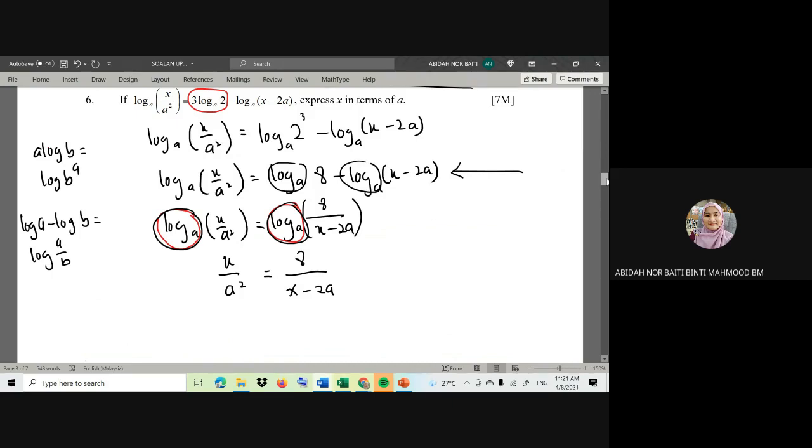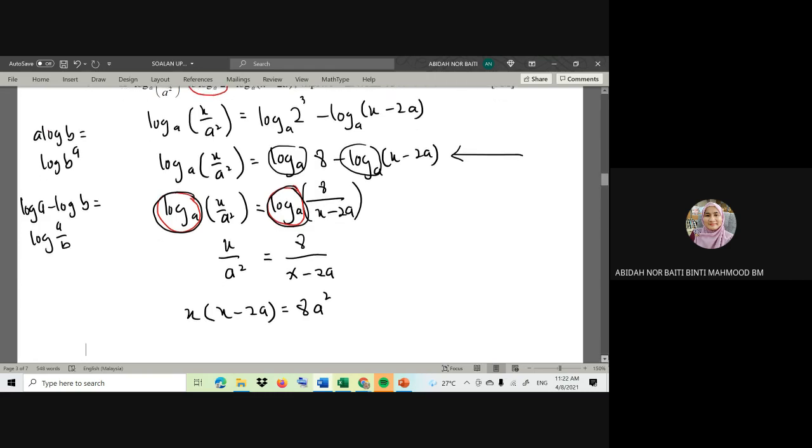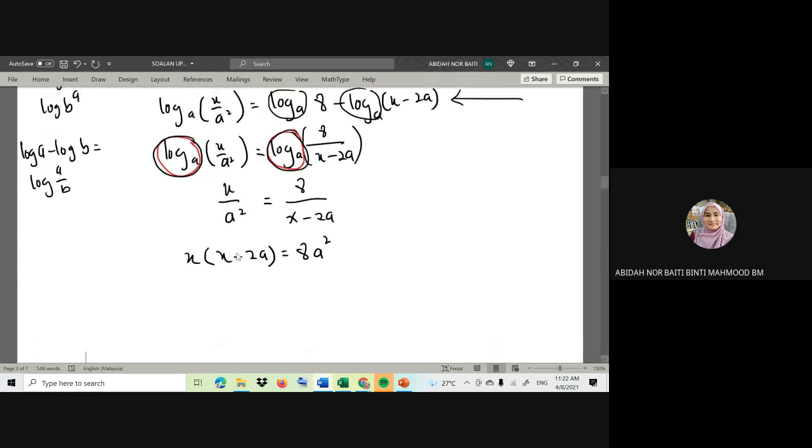Okay, after we compare, kita buat apa? Lepas compare buat apa? Yes, cross multiply sahaja ya. Cross multiply. Okay, cross multiply and then we expand and rearrange. Okay, so that we get quadratic equation ya. Quadratic equation. Okay, when you get quadratic equation, can factorize.